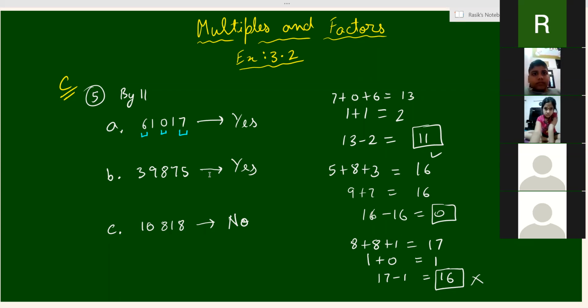So second part, check 39. Is 39 divisible by 3 or not? Add the digits. 3 plus 9. 3 plus 9 is 12. 12 is a multiple of 3. So what will your answer be? Yes. Answer is yes. Okay. Third part. Sorry, second part. The answer is yes.